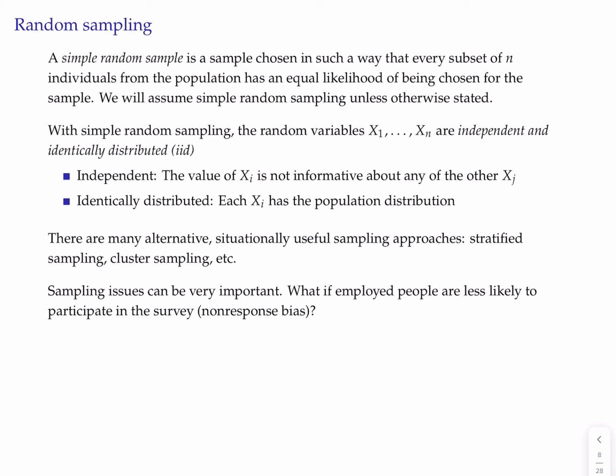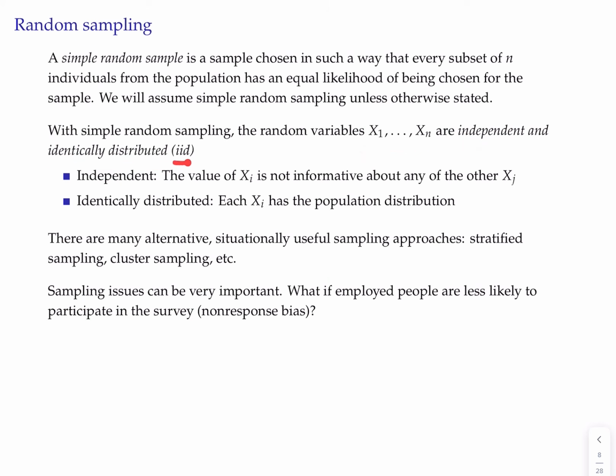We're going to assume throughout here that we're doing what's called simple random sampling, which I'll typically just refer to as random sampling. You can see the technical definition of it here, but basically it's what you think of random sampling as being. You reach into the population and randomly draw someone to survey. You reach back in and randomly draw a different person to survey, and so on. Under simple random sampling, the observations to be obtained from your sample are independent and identically distributed.